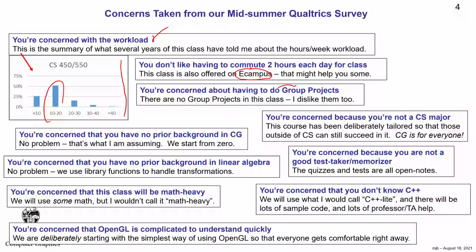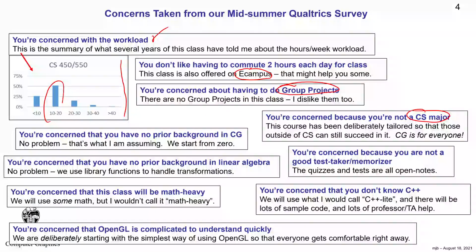Some people were concerned about having to do group projects. They don't like them. I don't like them either. So no, there's no group projects in this class. You're concerned because you're not a CS major. This class has been deliberately tailored for people that are not in CS. I really truly believe that computer graphics is for everyone. I can't really think of any profession that doesn't have a good use to visualize something that doesn't exist or that could exist or some fantasy. Yeah, stick it out. I think you'll be okay. And it really is for everyone. And that's how we've made this course.